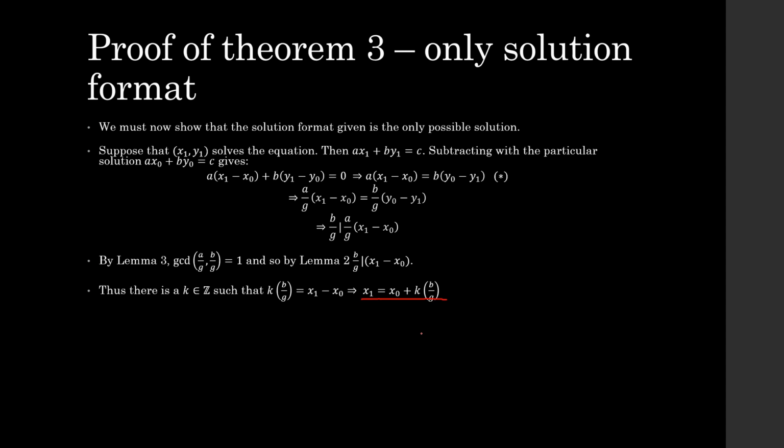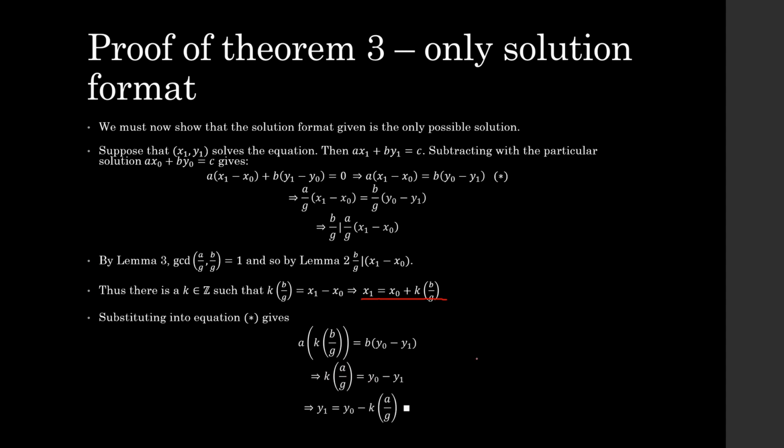So now we just need to prove the same thing for y1. So we substitute this into our star equation that we have up here, and that gives us a times x1, which is x0 plus k times b over g, minus x0, so that x0 disappears, and we're only left with k times b over g, and that's equal to b times y0 minus y1. And so now if I divide the whole equation by b, I get k times a over g is equal to y0 minus y1, and now I rearrange, and I get y1 equals y0 minus k times a over g, and so we're done. That's where we finished proving the theorem.